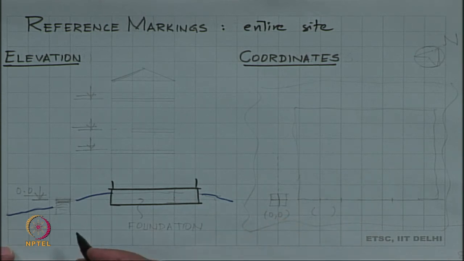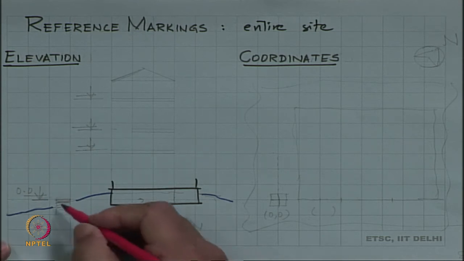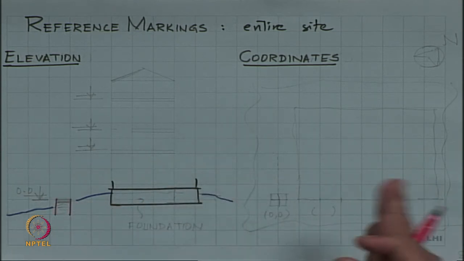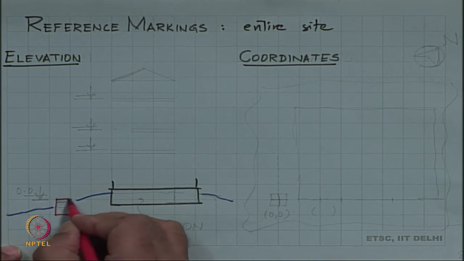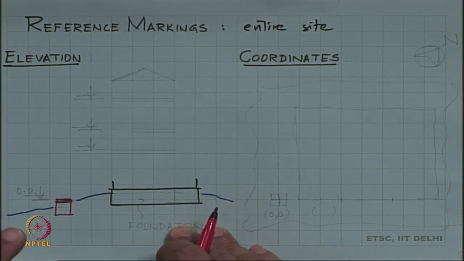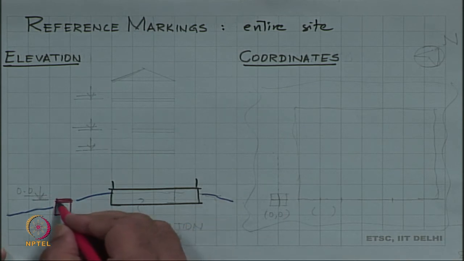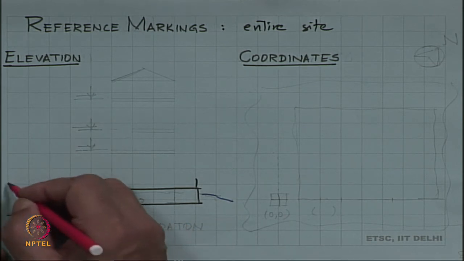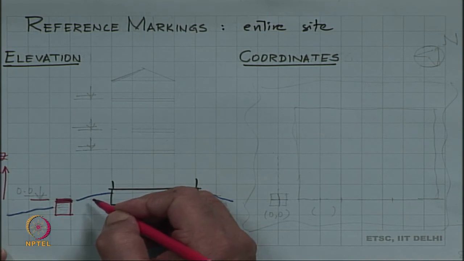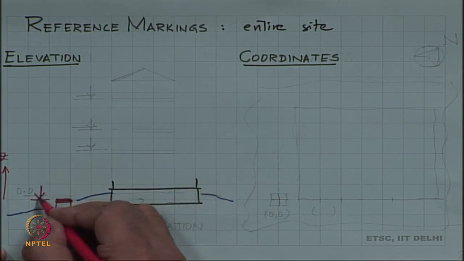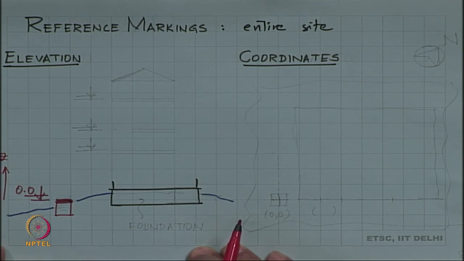So, what one does is, on the site, a particular marking is done, which is like a small pillar about half a meter square, which is fixed, and the top of it is taken as a reference. So, this is accurately placed based on various measurement techniques, and this becomes our reference point for the vertical direction. We may call it the z direction, and the symbol to show that this is our reference is an arrow like that, where we write 0.0. That means this is our reference elevation.